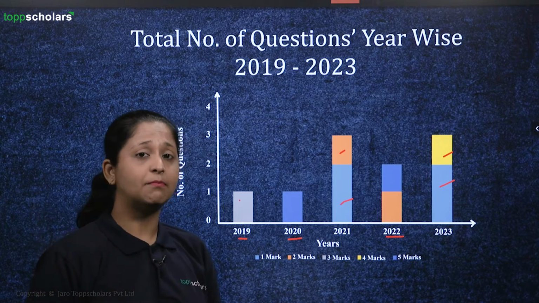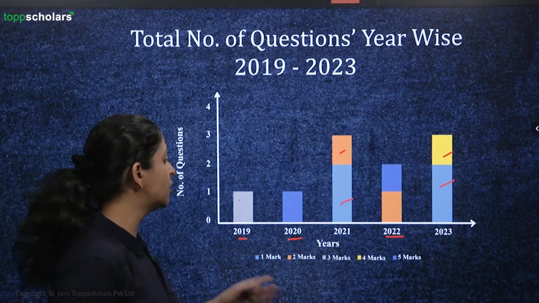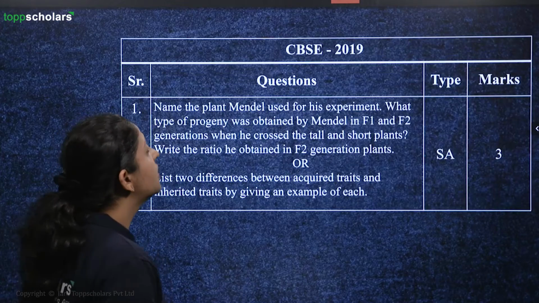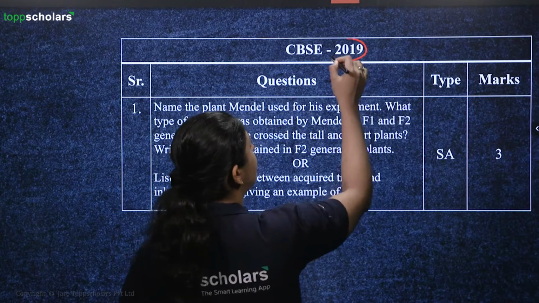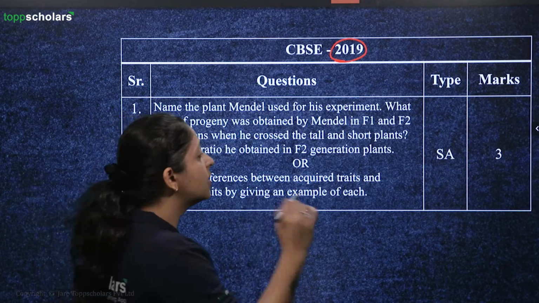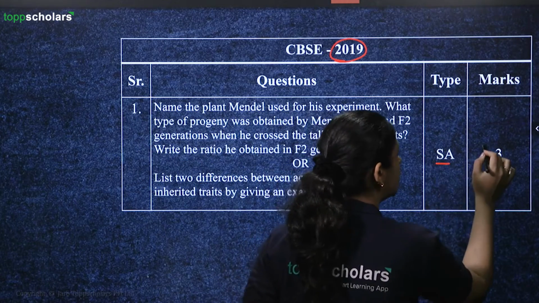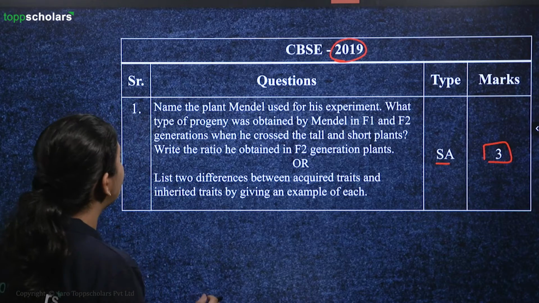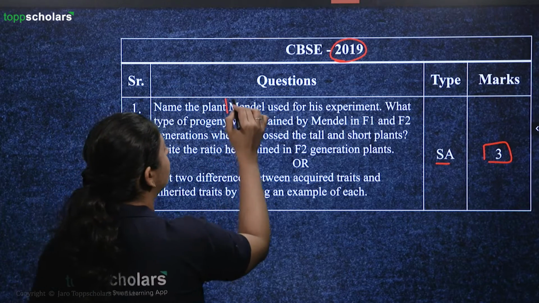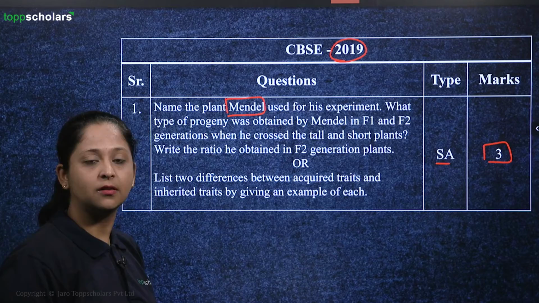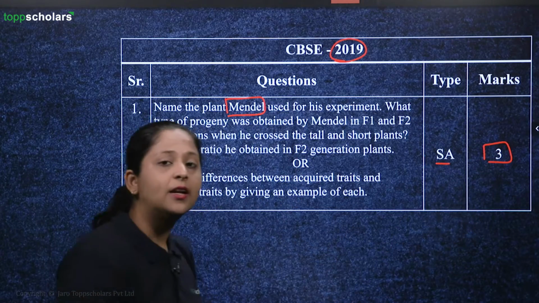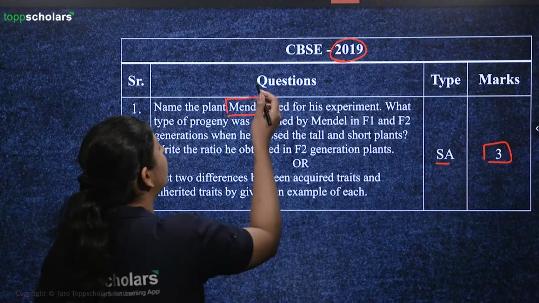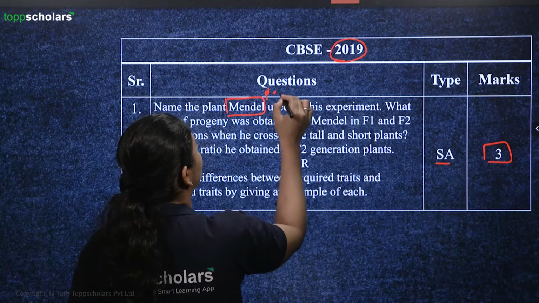So let us begin by understanding a few different types of questions from each and every paper that we have here. The first is the CBSE year 2019 paper. This is a very short answer type question, students, holding 3 marks for you. Let's go to the question first. You have to name the plant Mendel used for this experiment. So it's a 3 marker question, right? They have asked the very first question, just name the plant. Very easy, you know, it's a pea plant, correct?